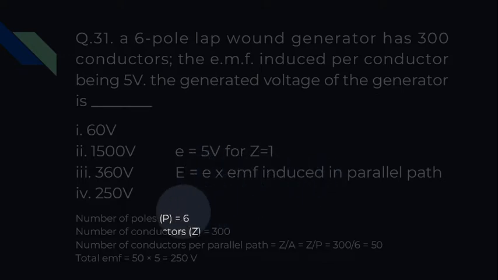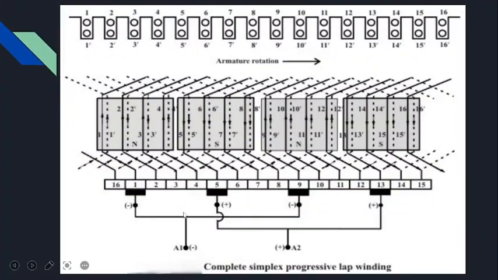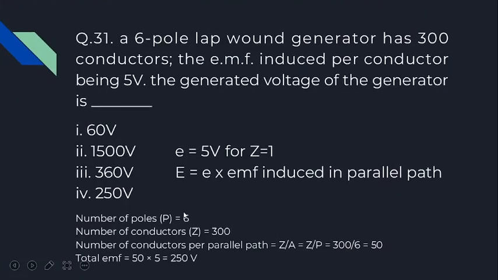One thing you need to understand here is that in this question they have mentioned that there are 6 poles. So the parallel paths for lap wound will be equal to the number of poles, and based on that we can say the parallel paths are going to be 6. In general, the mistake students make is that for one conductor we have 5 volt, so for 300 conductors it will be 300 into 5, 1500 volt. That is the mistake generally done by a student in a hurry.